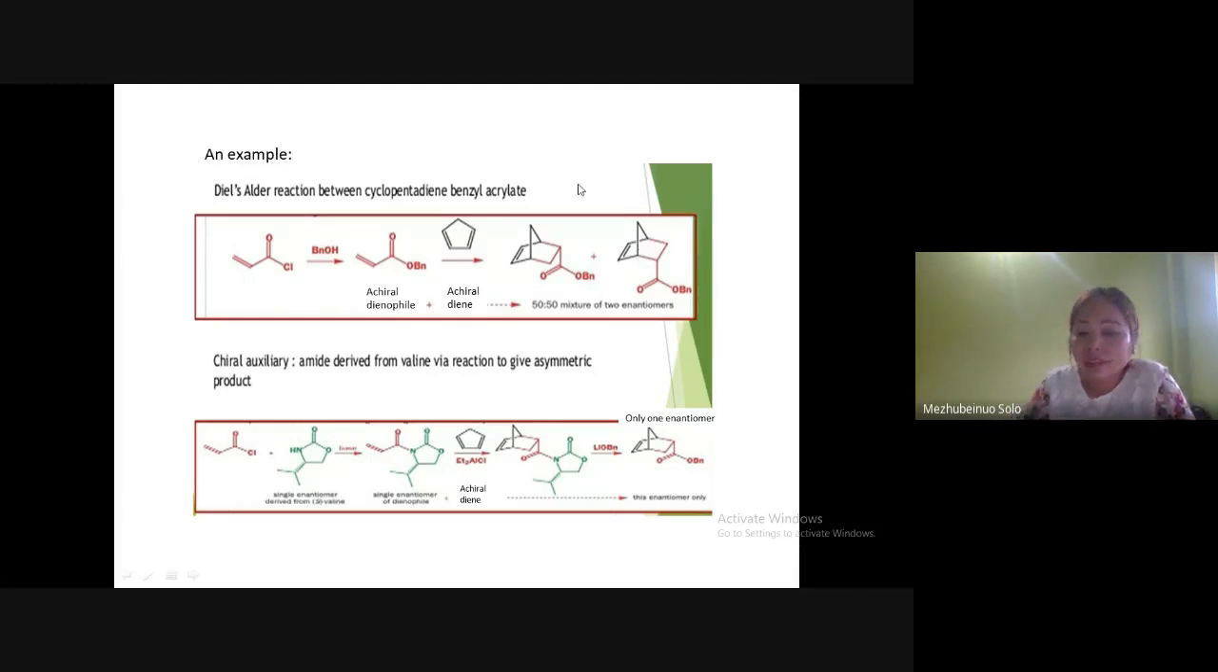But see, in the second example, we introduce the chiral auxiliary to one of the starting materials. In this case, in the chiral auxiliary, we have a group that lies above the plane. So the incoming group will not prefer to attack from the front side because there will be steric repulsion from this group. So it will only favor attack from the back side to get the product as a single enantiomer. After the formation of this product, you can remove the chiral auxiliary using a suitable method to get the product as a single enantiomer.